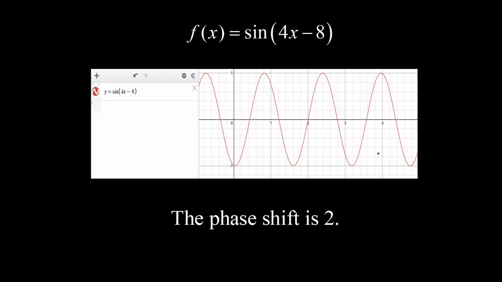Let's take a look at this on a graph. So here is sine of 4x minus 8. Now, the sine function normally starts at the origin, but the phase shift will move the function left or right. In this case, our phase shift is positive, which means the function will move to the right. And the phase shift is 2, which means the function is starting right here at 2.